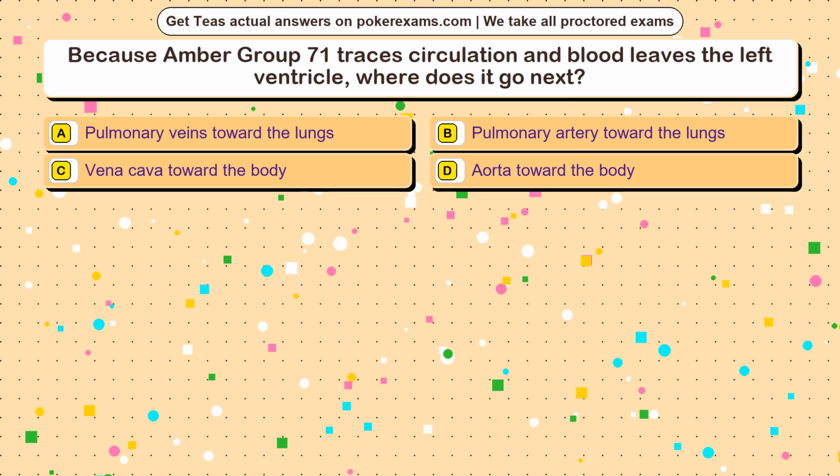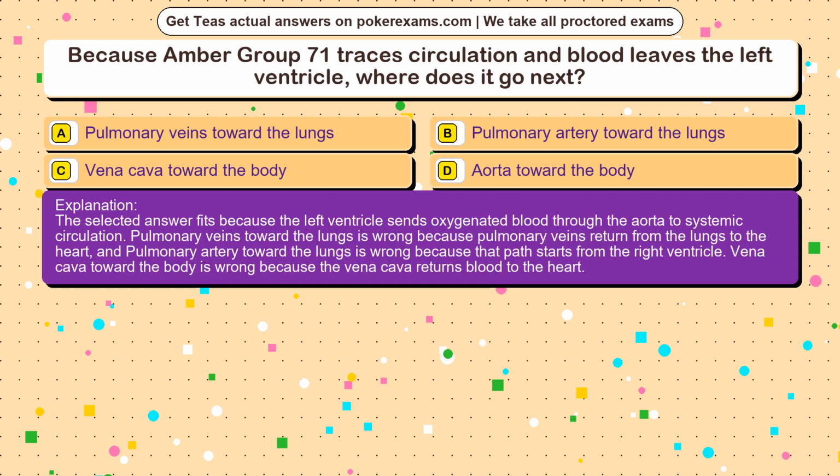The correct answer is option. The selected answer fits because the left ventricle sends oxygenated blood through the aorta to systemic circulation. Pulmonary veins toward the lungs is wrong because pulmonary veins return from the lungs to the heart, and pulmonary artery toward the lungs is wrong because that path starts from the right ventricle. Vena cava toward the body is wrong because the vena cava returns blood to the heart.